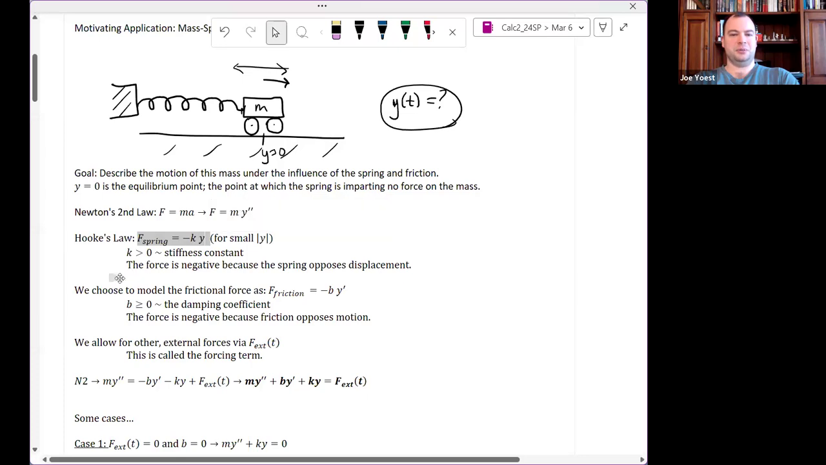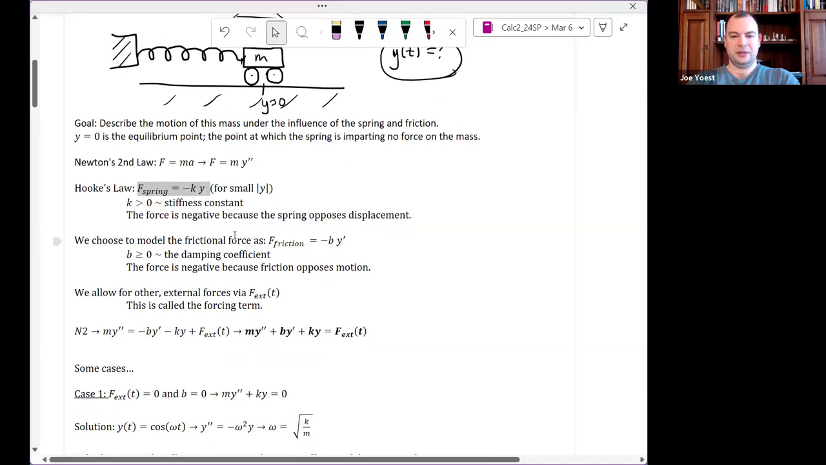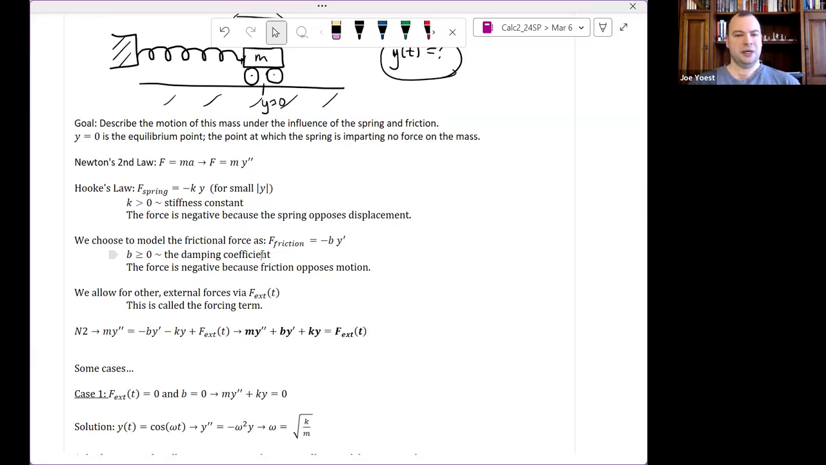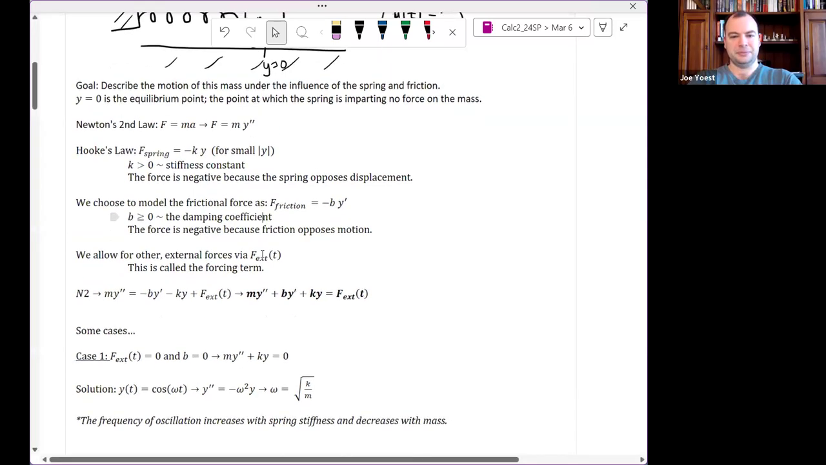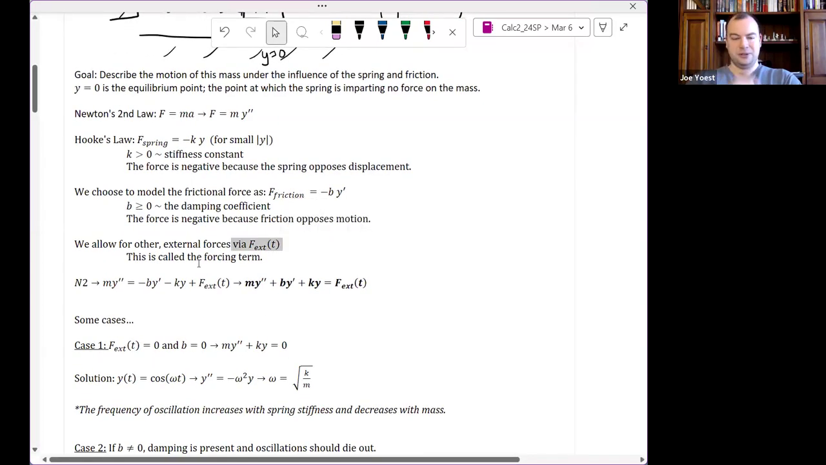The force of the spring is proportional to the y component, the y value, just the deviation from equilibrium. We'll choose to model the frictional force as being proportional to y prime. So if we're traveling twice as fast, we encounter twice the frictional force. We might, in other cases, choose to model frictional force as something like y prime squared. But here we're sticking with y prime. There could be some other external forces, maybe we're pushing the mass along or pulling it or something like that. We could have a forcing term.